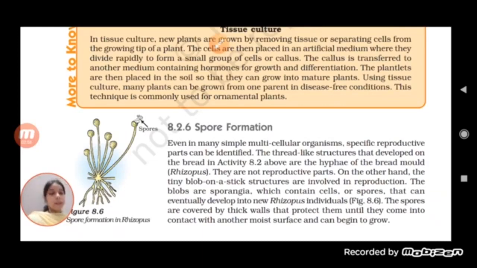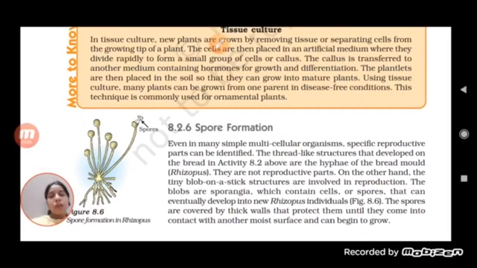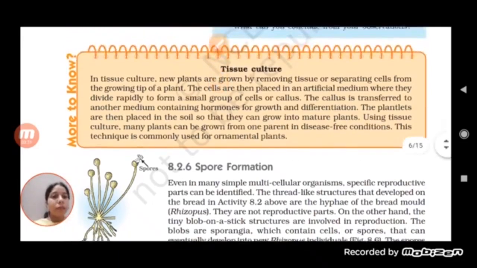There is another method, student, which is the latest method you can say, and it is important. So what is tissue culture, student? Tissue culture is basically a new technique by which we can generate a new plant. And why are we saying that it is a new technique? See here, it is written that in tissue culture new plants are grown by removing the tissue or separating cells from the growing tip of the plant.